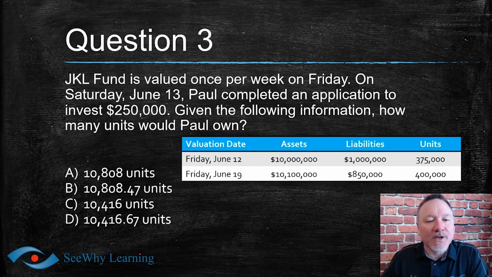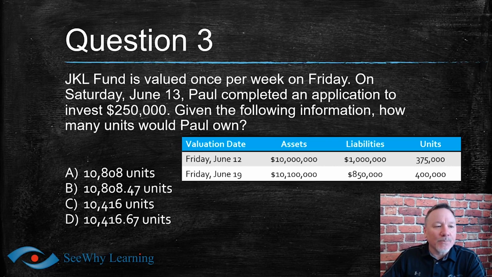Here we go. Question number 3. Okay, so JKL fund is valued once per week on a Friday. On Saturday, June 13th, Paul completed an application to invest $250,000. Given the following information in that table, how many units would Paul own?